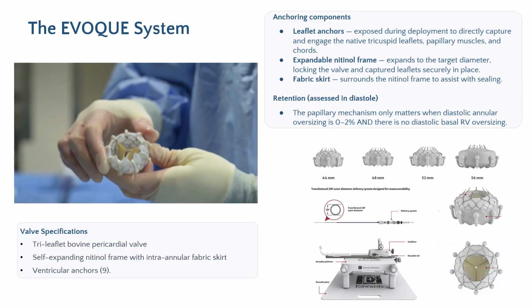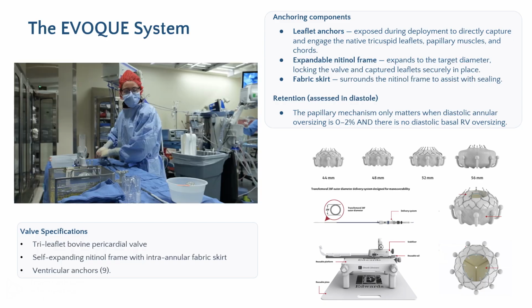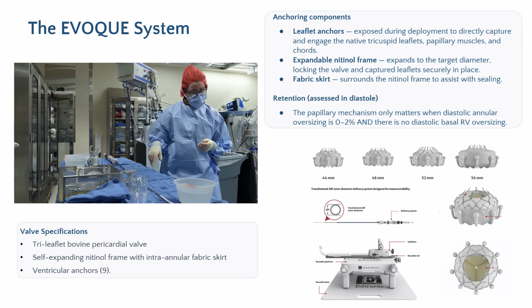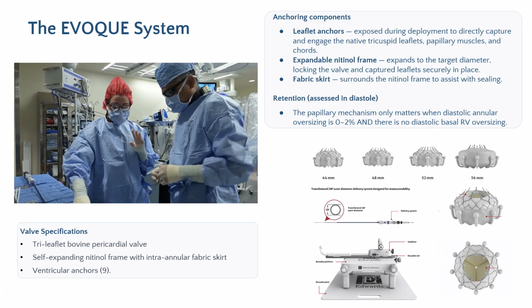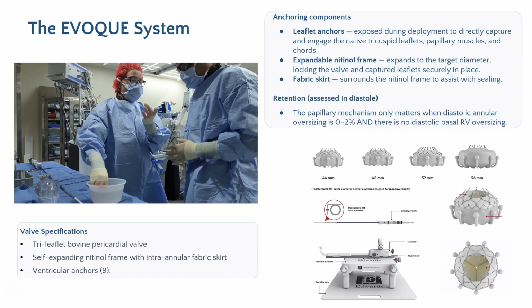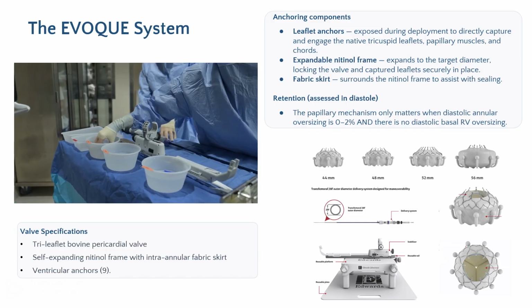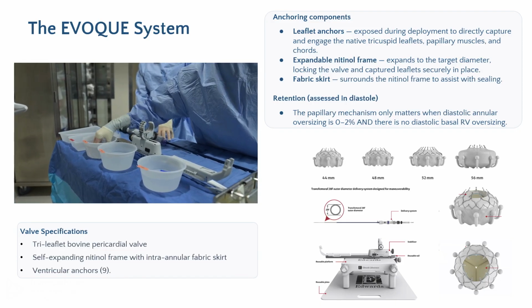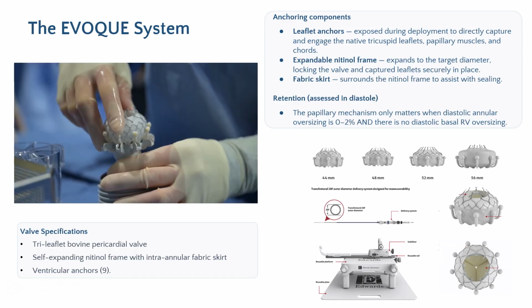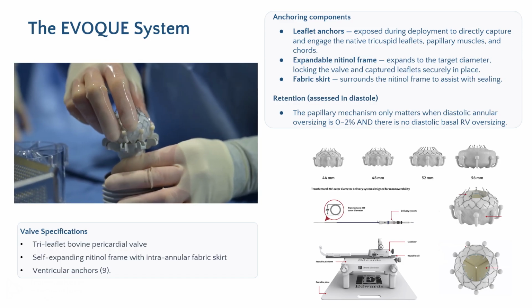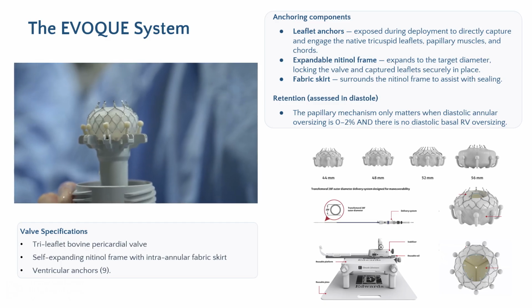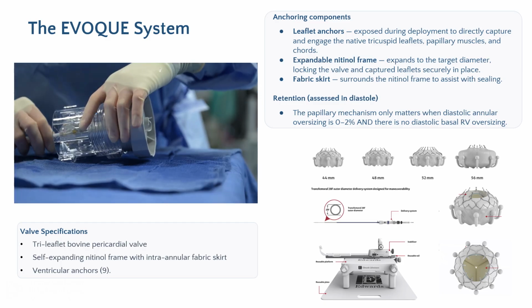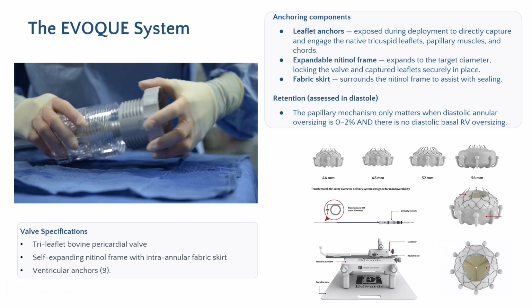So here we go. We can go through this quickly in the interest of time. This is just showing the device. It's bovine pericardium. It goes through a 28 French system. There are three anchoring mechanisms: leaflet anchors, the expandable frame, and the skirt for sealing. In addition, you get some retention from the papillary muscles. In the case I'm going to present, that's not relevant because it only applies where you don't have significant oversizing, which you did have here. You can move to the next slide.